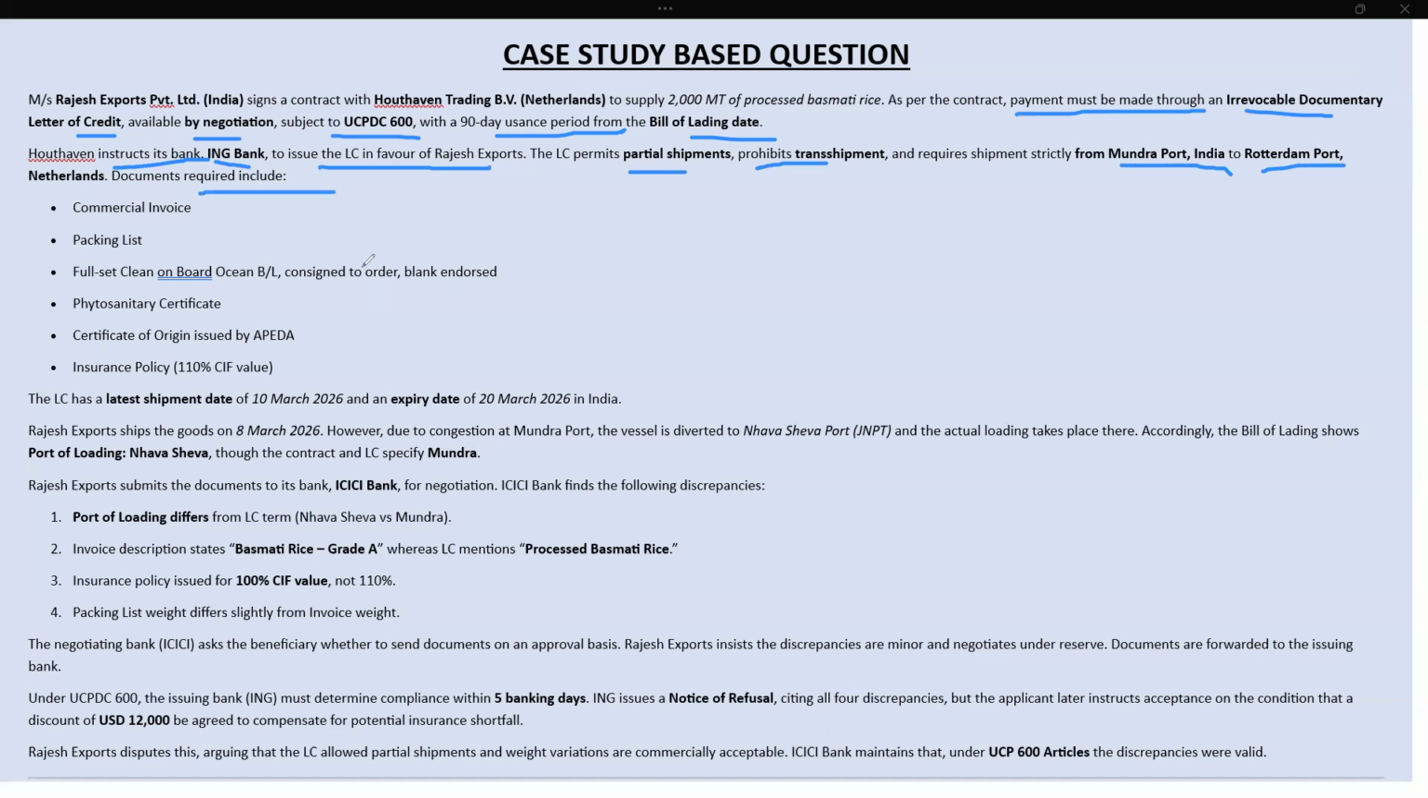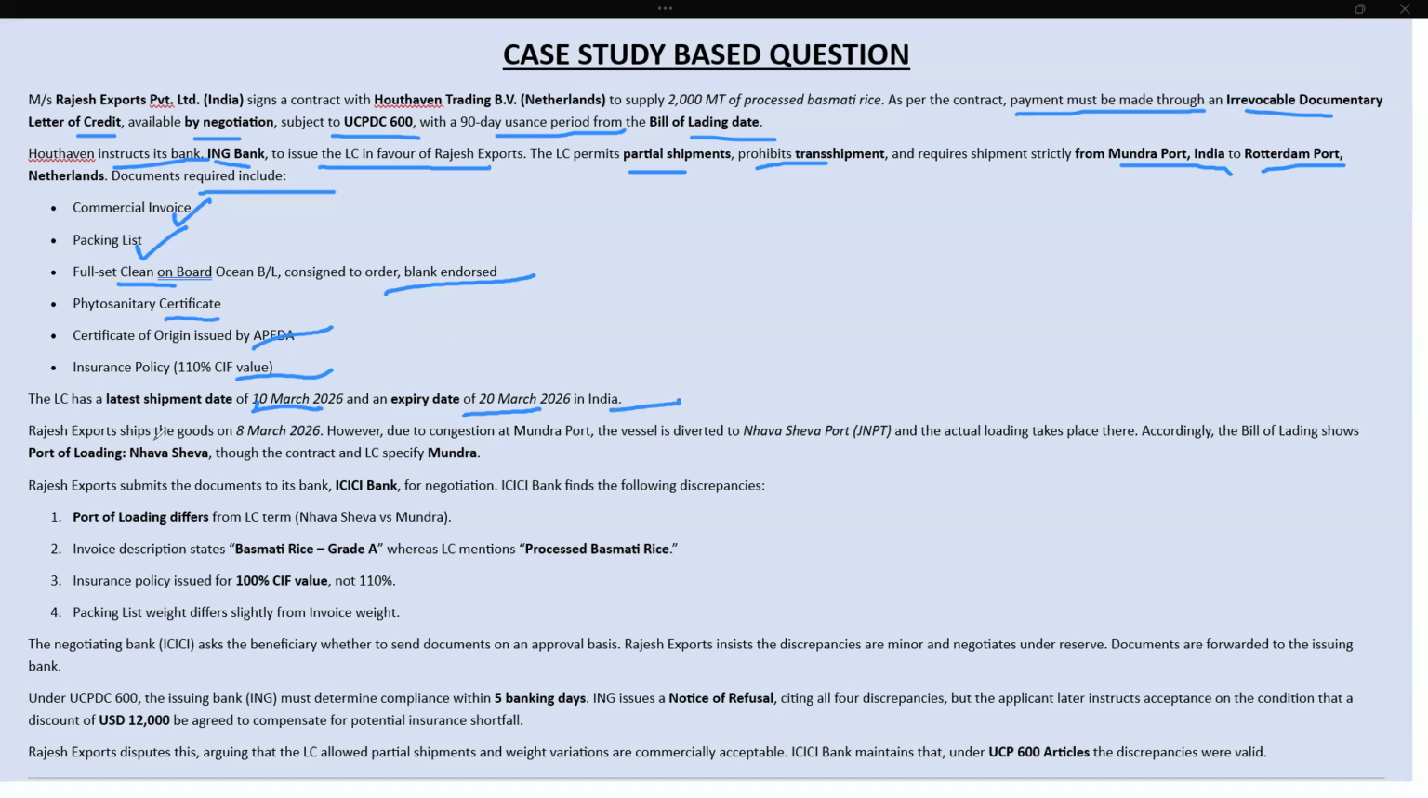Here the list of documents required as per the LC is given. First, commercial invoice, packing list, full set of clean on board ocean bill of lading consigned to order, blank endorsed. Then phytosanitary certificate, certificate of origin issued by APEDA, and insurance policy for 110% of CIF value. The LC's latest date of shipment is 10th March 2026, and expiry is 20th March 2026 in India.